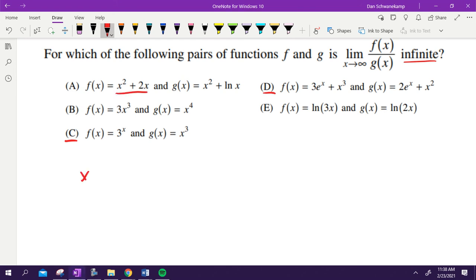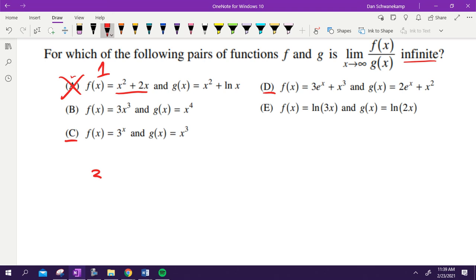Okay, f over g. So x squared plus 2x over x squared plus natural log of x. This 2x and this natural log of x aren't going to matter because they are smaller than x squared. What would the horizontal asymptote be here? If I have x squared over x squared, 1, because we'd look at leading coefficients. So for letter A, it's not that because the answer is 1.